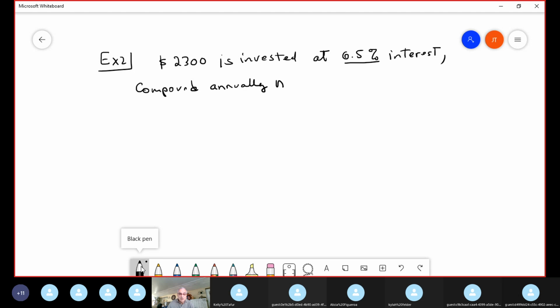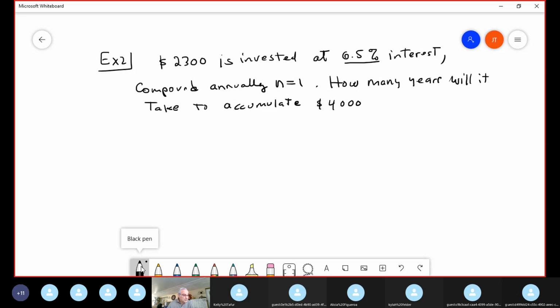So if it is annually, then N is 1. You know. So the question is, how many years will it take for the money to accumulate $4,000 or more in that account? Of course, question mark.